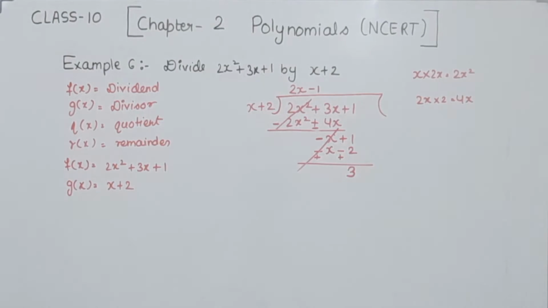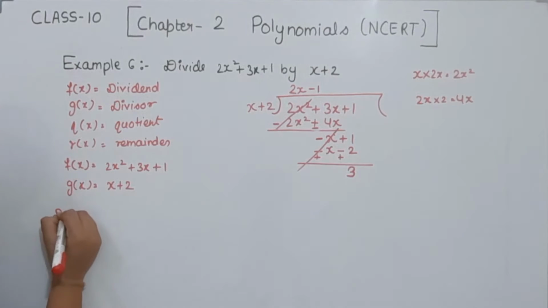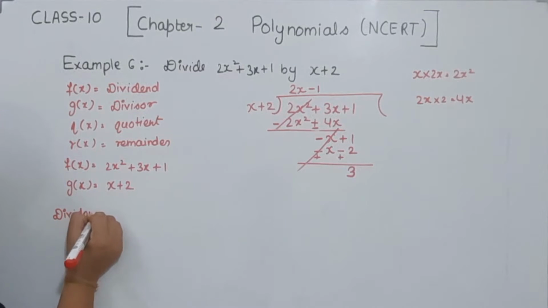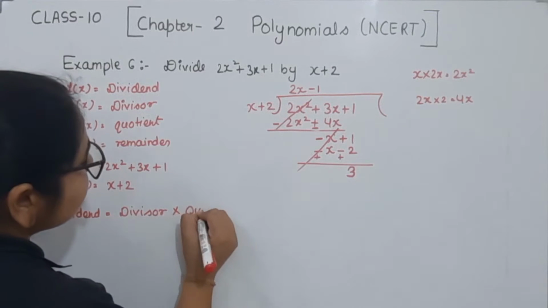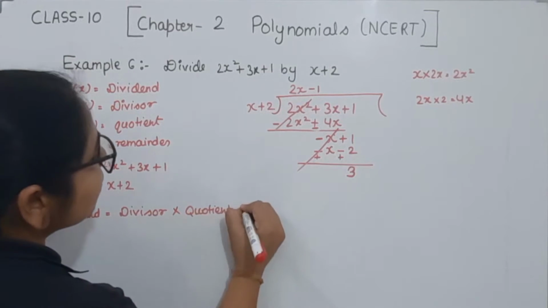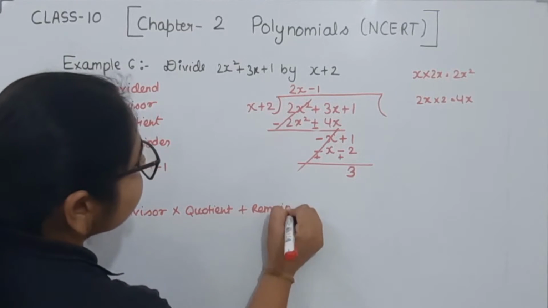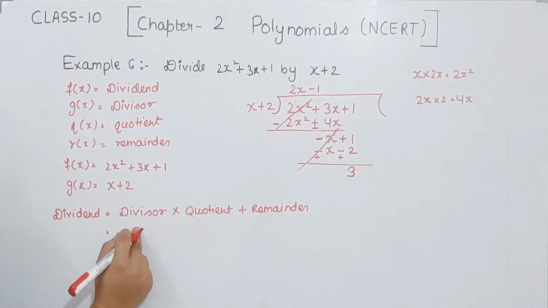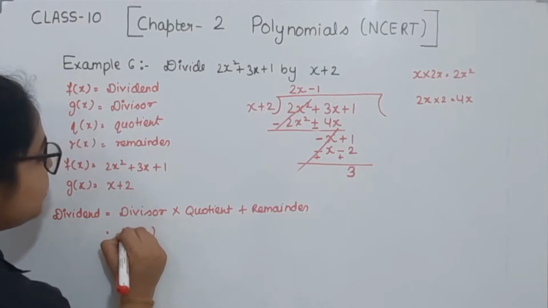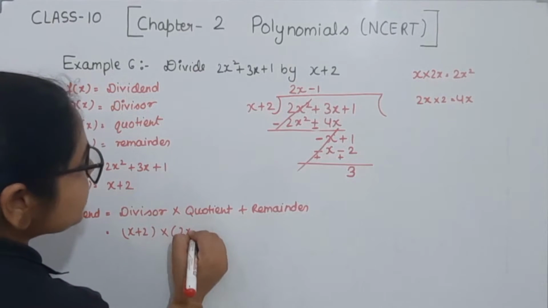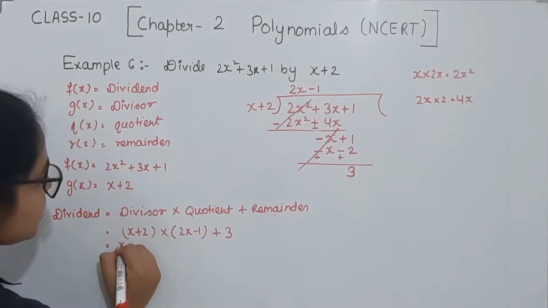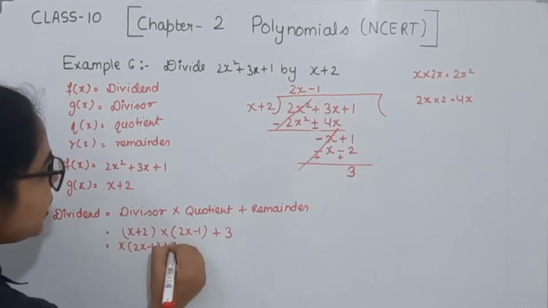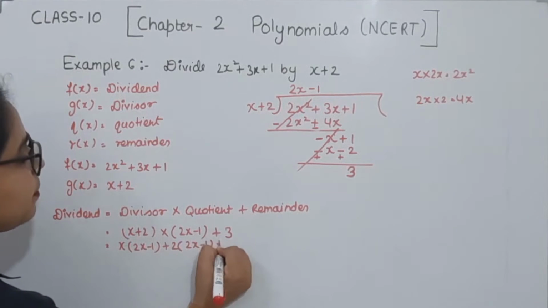Now we have to find whether we are having the same one or not. So we have to check this one with the division algorithm, which says the dividend is equal to the divisor multiplied by quotient plus remainder. So the divisor is x plus 2, the quotient is 2x minus 1, and the remainder is 3. Now I'm going to multiply this one. So x multiplied by 2x minus 1 and plus 2 multiplied by 2x minus 1 plus 3.